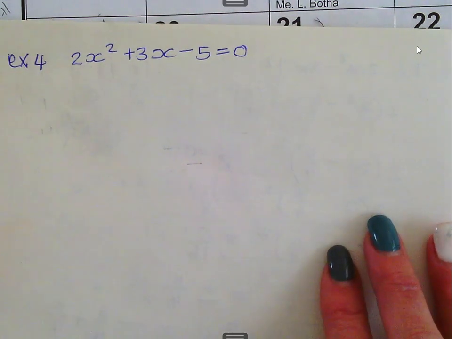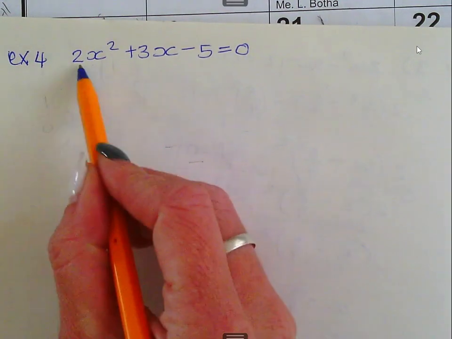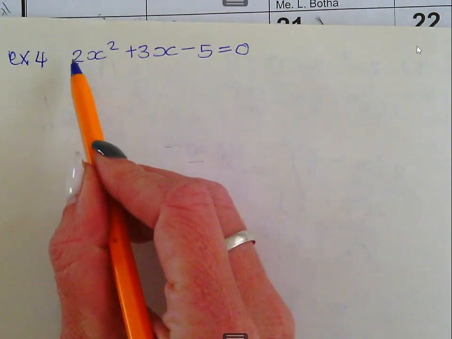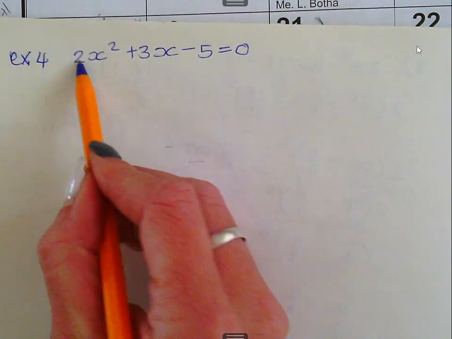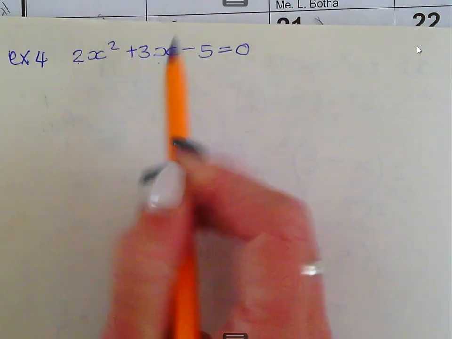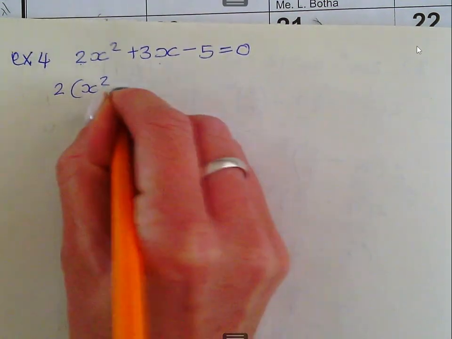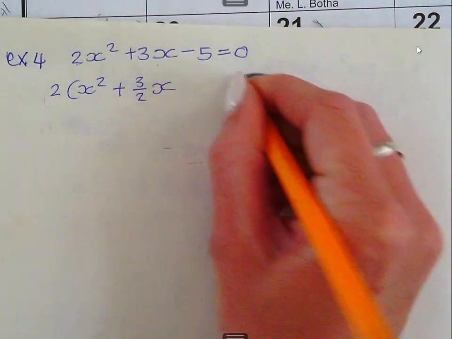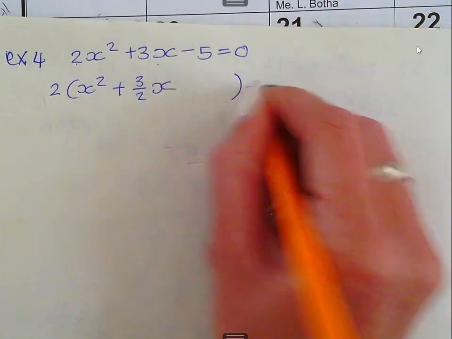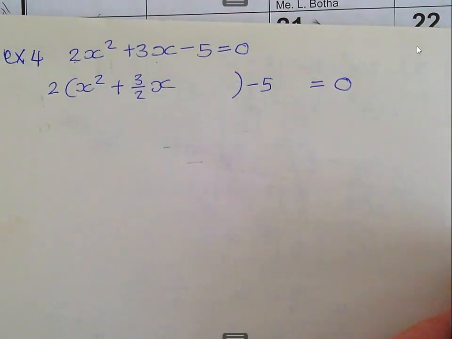Right, so we're going to start by taking out, you remember the first step? We take this coefficient out of the first and the second term. Look here, focus, concentrate. If I take it out, I will have x squared plus 3 over 2x. I leave a space, I close the bracket, minus 5 equal to 0. Okay.